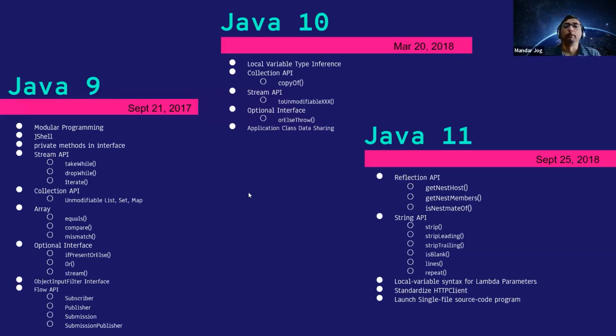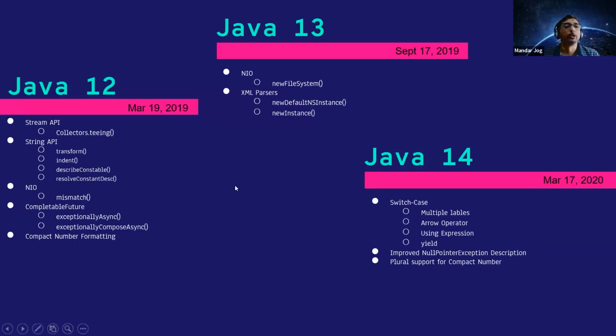Okay, let me go ahead and talk about Java 12. Again, you can see the version launched in March, that is Java 12. Java 13 launched in September. Java 14 launched on March 17, that is 2020. So again, a 6 month life cycle has been created over here.